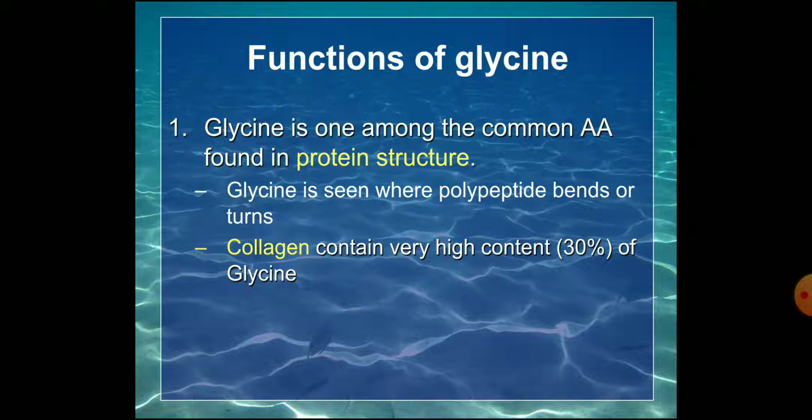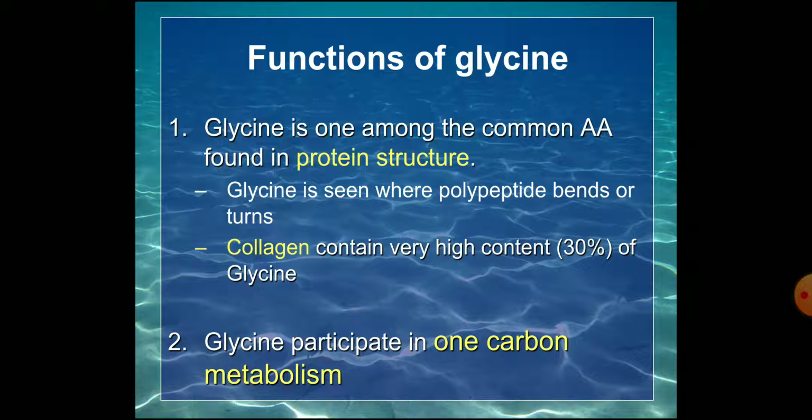Collagen contains a very high content of glycine. That is, 30% of the amino acids of collagen are glycine, so one-third of the amino acids in collagen is glycine. The second important function is that glycine participates in 1-carbon metabolism.